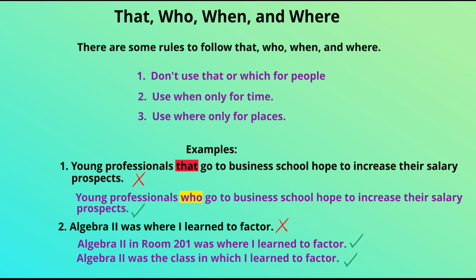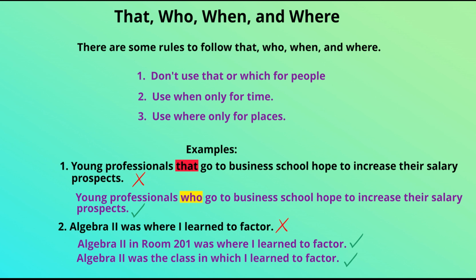The second one: Algebra 2 was where I learned to factor. Is Algebra 2 a place? As you're telling where, where is used only for places, right? So how can you say Algebra 2? Algebra 2 is a subtopic in math and it is not a place. So you can mention a room number.